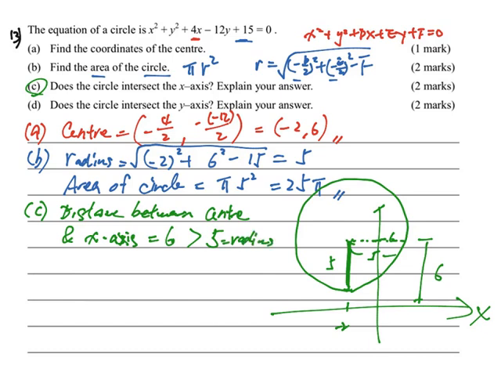You see, greater than the radius. So that means it does not intersect. So no.